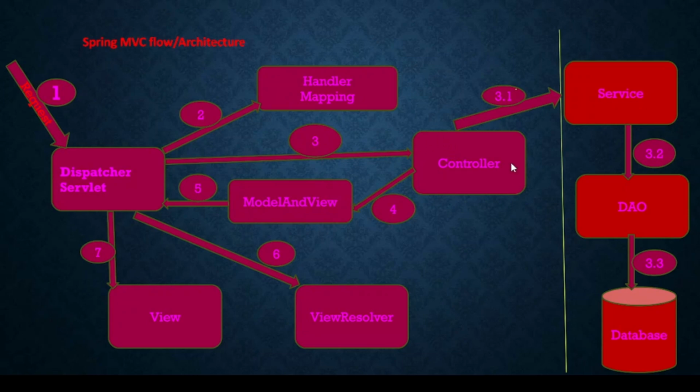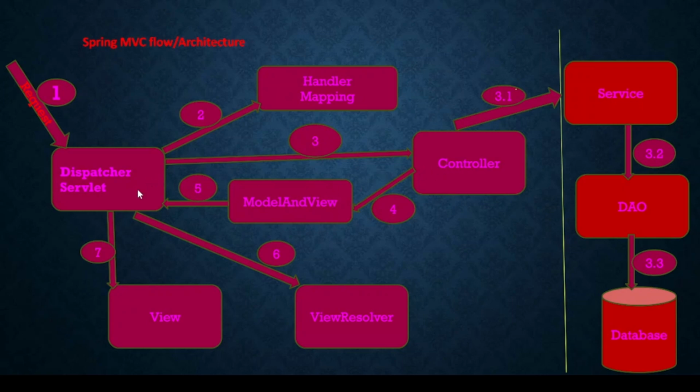From there, if there is another layer, like a service layer, DAO layer, database, or any other third party application, it will communicate from the controller to the service, service to DAO, DAO to database, and back again to the DAO, service, then controller. After processing, if there is no service, DAO, database, or other web application, then the controller, after executing the business logic, will send back the model and view to the dispatcher servlet. Model is nothing but the data, and view is the logical view name.